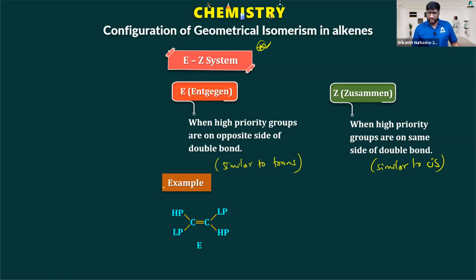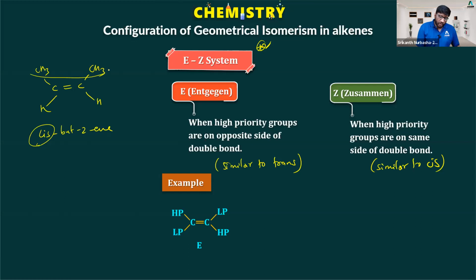What is the difference you have? Earlier you have two same groups on the same side, like but-2-ene. If you have two methyls on the same side, what do you say? Cis but-2-ene. You are using cis here. Why? Because the two methyls are the same. But now the groups connected to this carbon are different. The groups connected to this carbon are different.